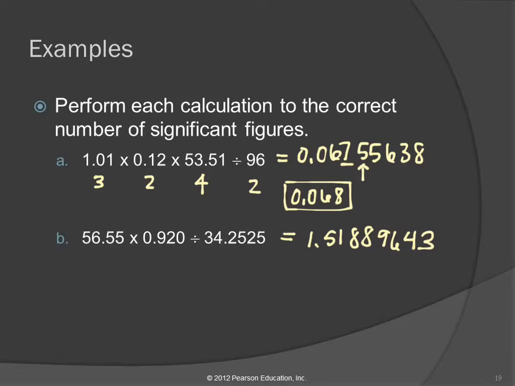Which of those has the smallest number of sig figs? The 0.920. How many does it have? 3. So that means we're going to keep 3. I'm going to keep the 1, the 5, and the 1. And I'm going to get rid of the 8. I don't care what these guys are. It doesn't matter. It's garbage. And so this is going to round up, and this is going to be 1.52. Any questions?